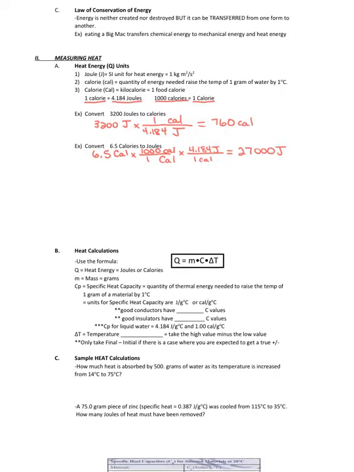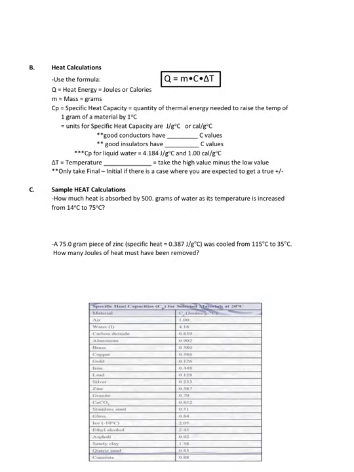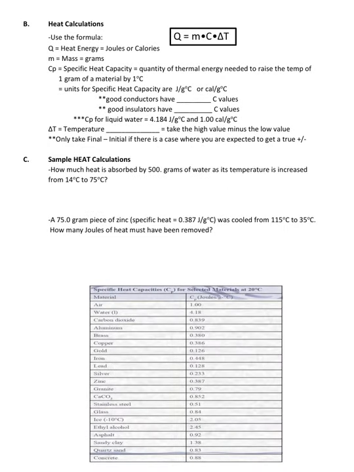Alrighty. Moving on to the next page, heat calculations. So when we're performing heat calculations, we're going to be using the formula Q equals mc delta T. And in this, Q again is measuring heat energy. That can be in joules or calories, depending on what the problem is giving it to you in or asking for it in. M is going to be representing mass, and that's going to be in grams.